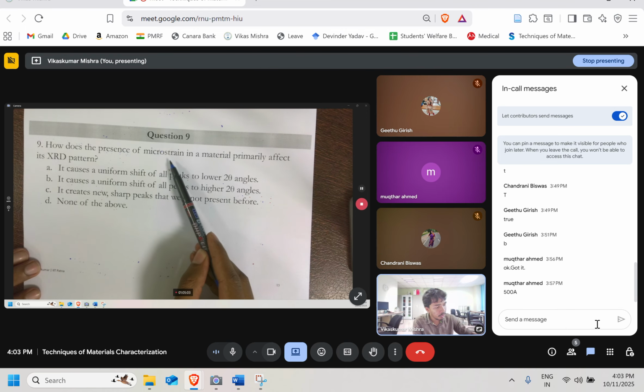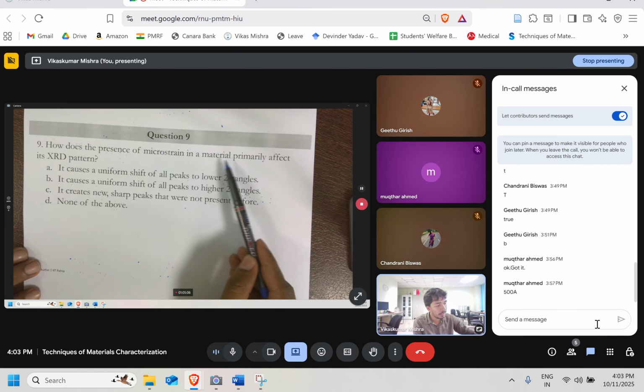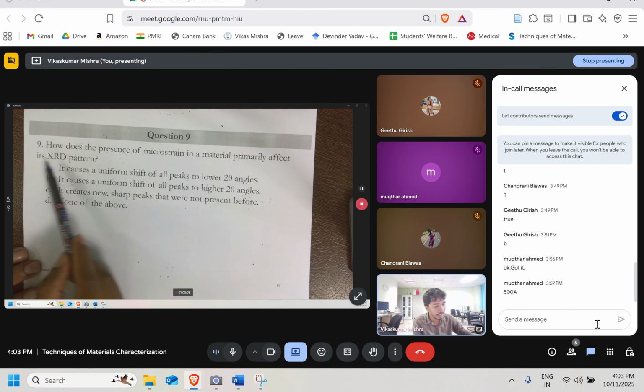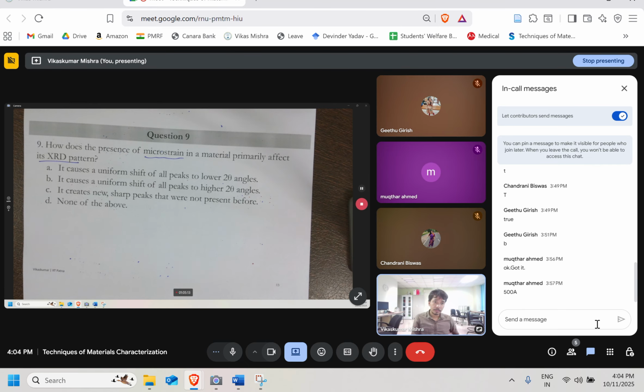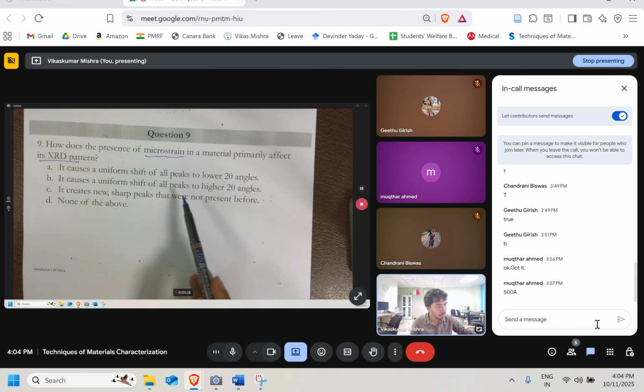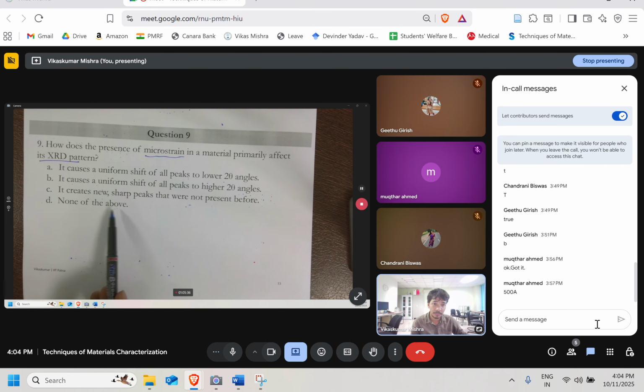How does the presence of microstrain in a material primarily affect the XRD pattern? Microstrain we are talking about. Can anyone answer A, B, C, or D? It's very easy, we just now discussed. Everyone can answer this question easily. A: It causes a uniform shift of all the peaks to the lower 2 theta. B: It causes a uniform shift of all the peaks to the higher 2 theta. C: It creates new sharp peaks that were not present before. Option D: none of the above. What do you think? Little tricky, right?